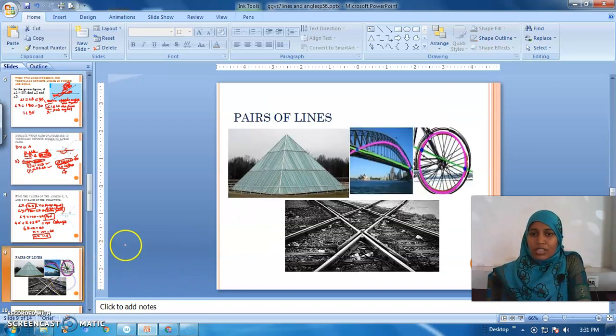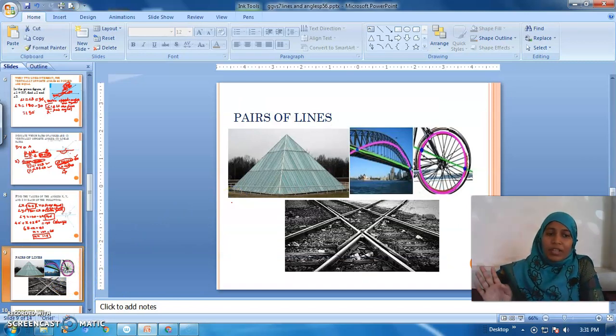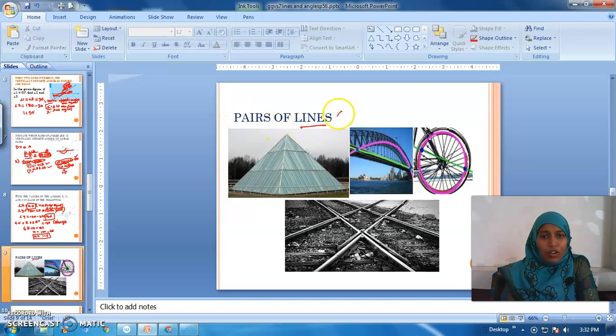Now the next concept is pairs of lines. We come across lines in every place: tables, chairs, books, whatever we see, it has a shape. Here I have shown you not only lines but also curves, just to insist upon the concept of intersection. These pairs can be not only lines, they can also be curves. Pairs means occurring in two, or we can consider many lines also. Now let us consider only pairs of lines.